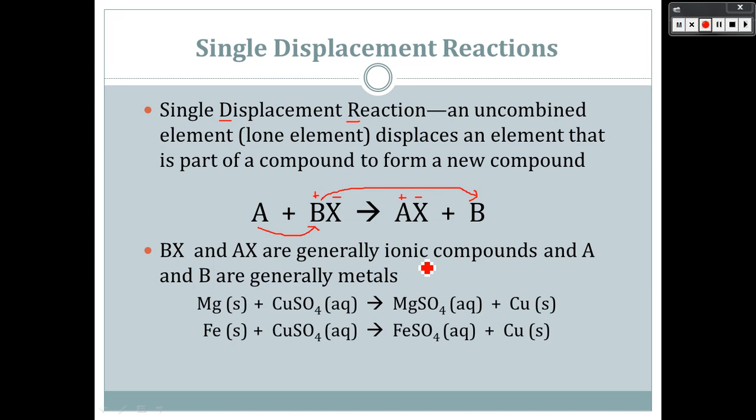And then here are two single displacement reactions. In each case, it's a metal reacting with copper sulfate. Magnesium kicks the copper out in this case, and the poor copper ends up dancing alone. And here the iron kicks the copper out, and again, the poor copper ends up dancing alone. So poor copper, not very desirable, and sadly the sulfate is not very loyal.